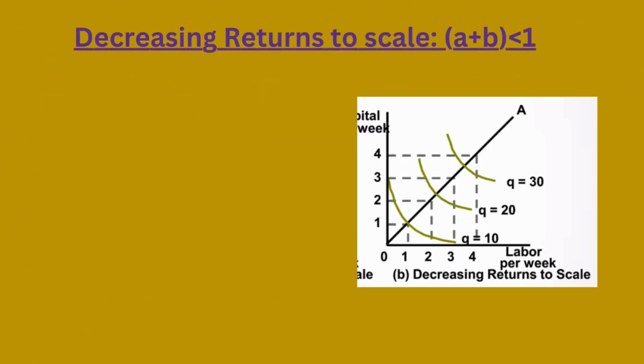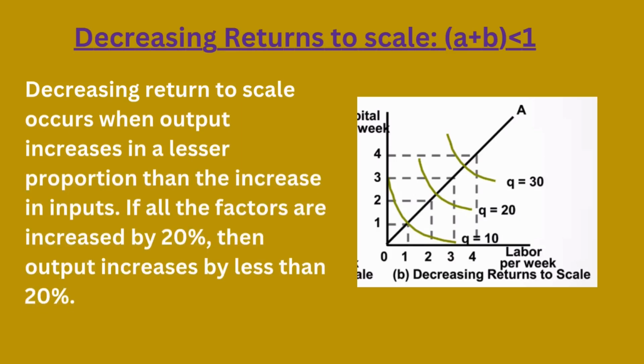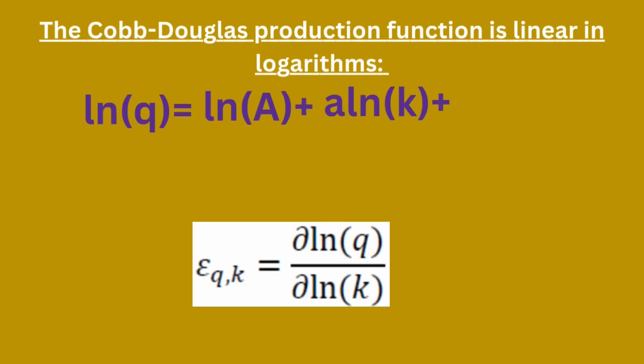After that, we will see the decreasing returns to scale when the value of a plus b is less than 1. So this is our graph. Decreasing returns to scale occurs when output increases in a lesser proportion than the increase in inputs. If all the factors are increased by 20%, then output increases by less than 20%. So after that we will see the linear function.